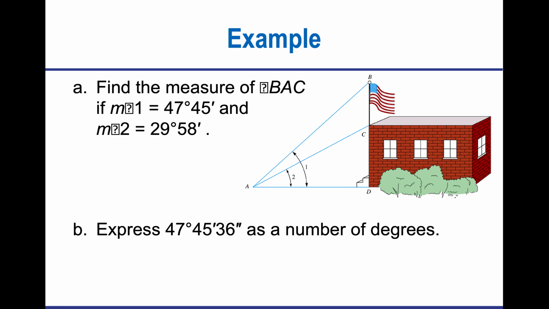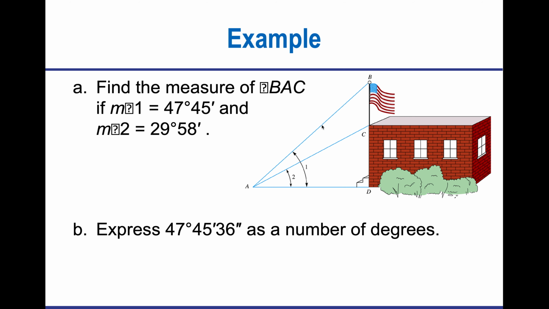So here are some examples. If I'm looking at BAC, that would be from the top of the flagpole to the intersection A to the top of the school. The angle letter in the middle is telling you where the vertex is. That is 47 degrees and 45 minutes. So that's not 47.45. That's 47 and 45 over 60 because that's minutes. And then the measure of angle 2 is going to be 29 degrees and 58 minutes, or 58 over 60.